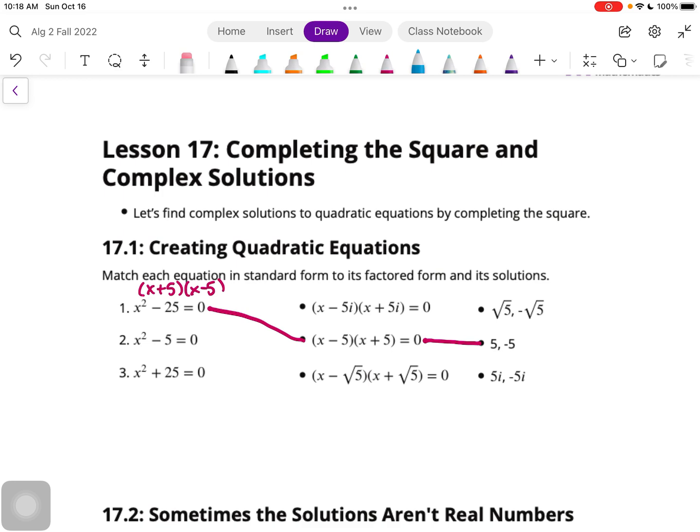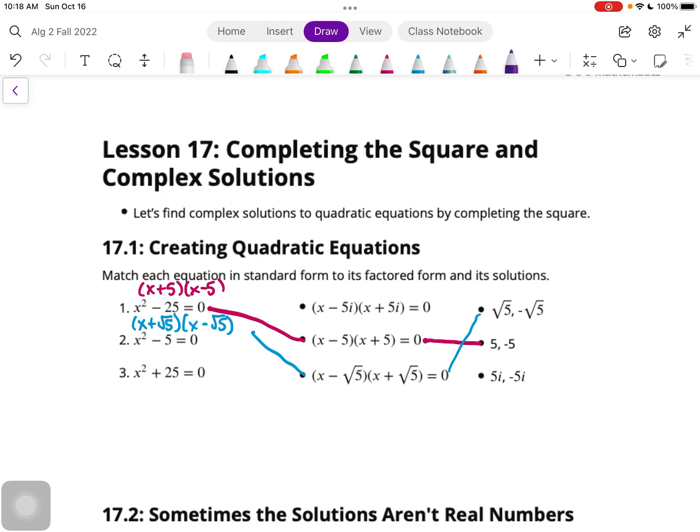For the second one, you have the square root of x squared is x, the square root of 5 is root 5. And again, one's plus, one's minus. And so that goes with that one. And when you set those equal to 0, you get square root of 5 and negative square root of 5.